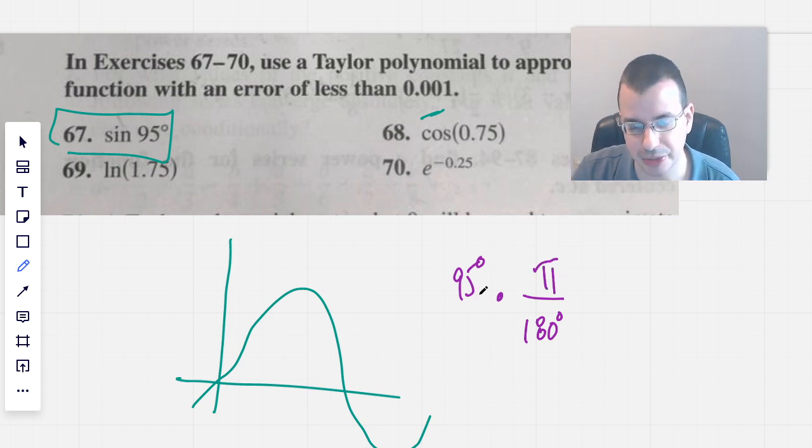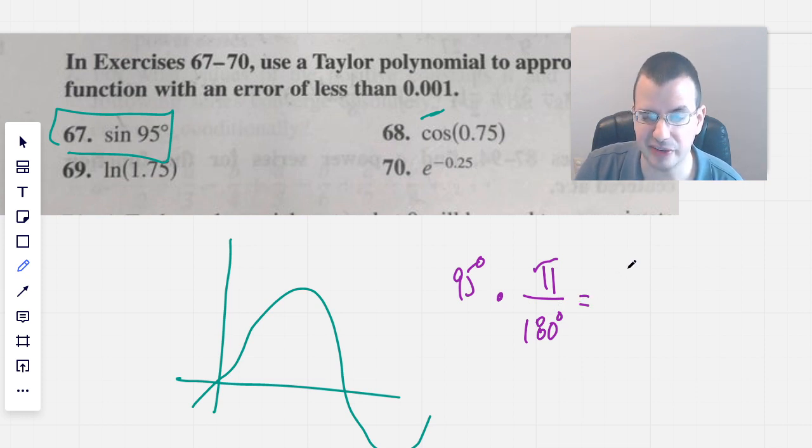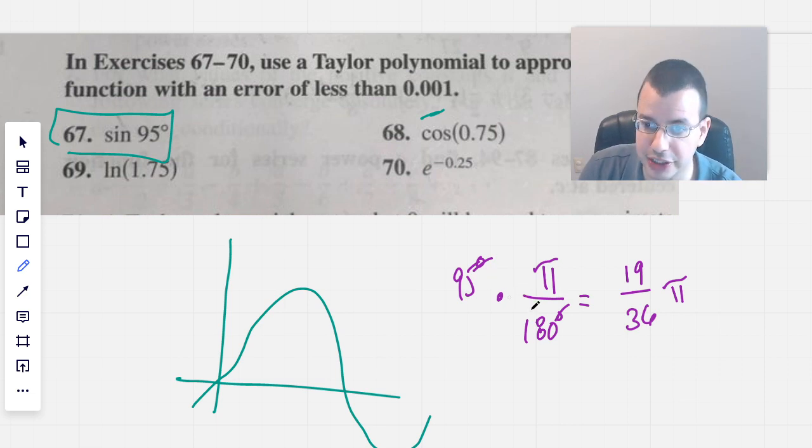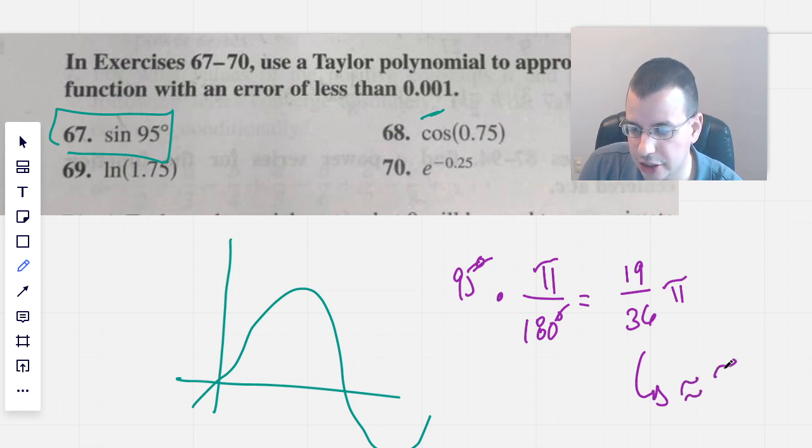Then we'll cancel some things out here. So 95, divided by 5, we'll call that 19. 180 divided by 5, we'll call that 36, and then pi. Degrees cancel. Therefore, 95 degrees is equal to 19 over 36 pi, which is close to pi over 2, which is 18 over 36.